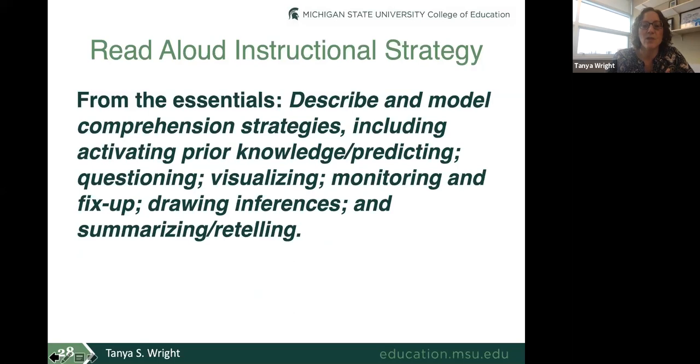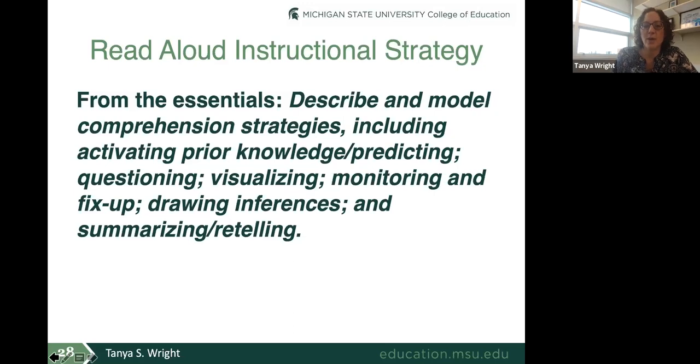Okay. So when we think about comprehension strategies, there are some that have some evidence in research, and some of what is floating around schools does not have evidence from research. So the ones that actually have some evidence include activating prior knowledge or predicting, helping kids question the text, visualizing the text, monitoring for meaning when meaning doesn't make sense, and fixing it up, drawing inferences, and summarizing or retelling.